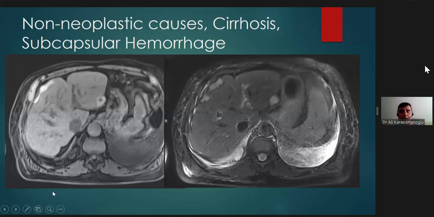On ultrasound, the consultant radiologist did the ultrasound. This was a daytime and he did not see any mass, but he saw some subcapsular fluid. So he was concerned about hemorrhage, but didn't see a mass, so referred the patient for an MRI.